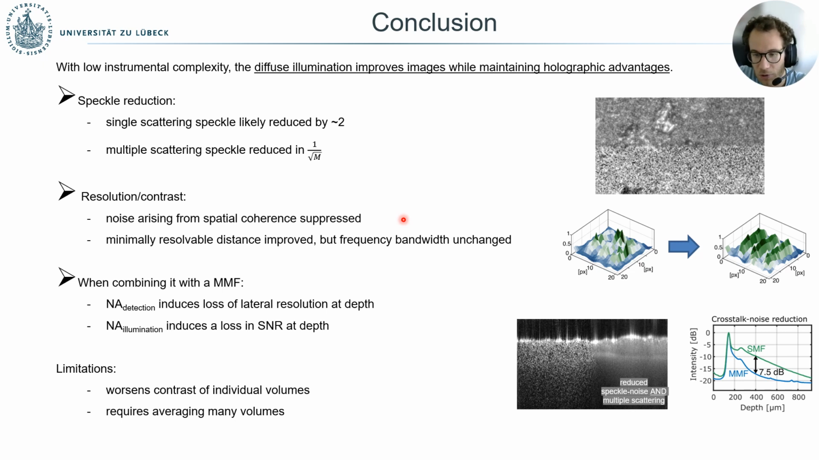And when we combine it with the multi-mode fiber, then we can even further improve the quality of the image, combining the advantage of the diffuse illumination and the multi-mode fiber that prevents multiply scattered light from interfering. The price to pay is that the contrast of individual volumes is slightly decreased, and it does require averaging many volumes to get the advantage.